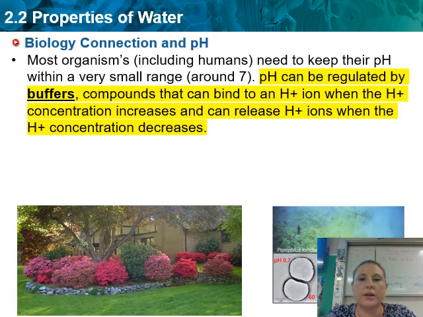So most organisms, including humans, need to keep their pH regulated, okay? And within a very small range. We like our water to be right around 7. We don't want it to be very far from that. We don't want it to fall too acidic or too basic. And pH can be regulated through this thing called buffers. And buffers are things that neutralize a strong acid or a strong base.